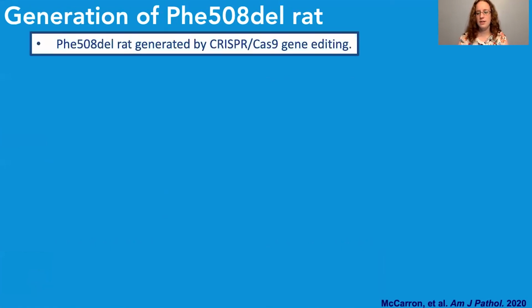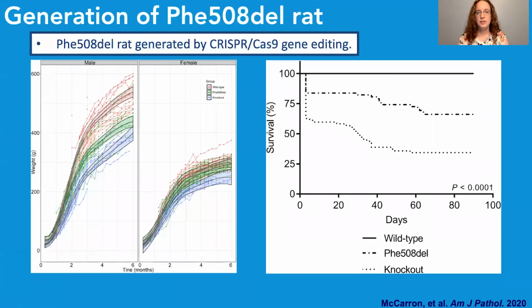This rat was generated by CRISPR-Cas9 gene editing. When you look at the weights of the male and female rats, you can see the wild type in red are largest in both male and female, whereas the knockout in blue are significantly smaller, again, in both sexes. The F508 model comes in the middle with an intermediate weight phenotype.